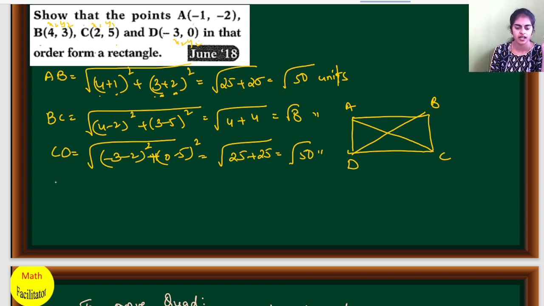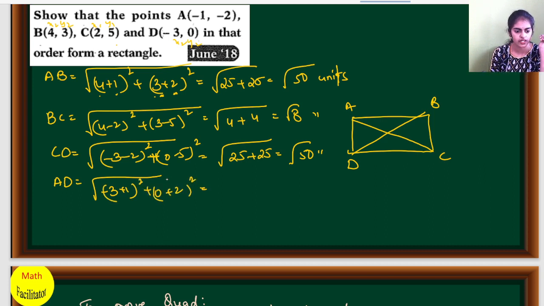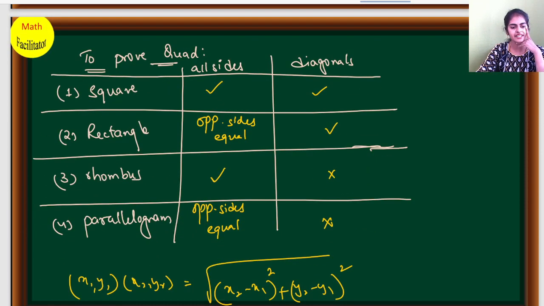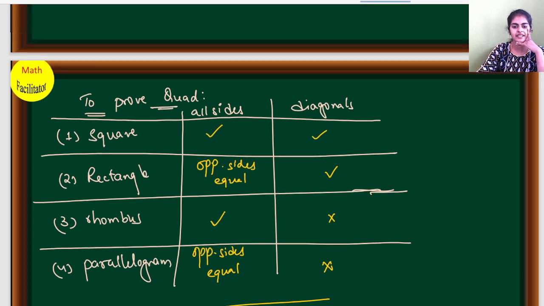దీస్ మెనీ యూనిట్స్. నా అగైన్ AD ఎంత కనుక్కోండి, AD ఈక్వల్ టు రూట్ A and D. సో లెట్ మీ రైట్ యాజ్ -3 plus 1 whole square plus 0 plus 2 whole square. సో ఎంత వస్తుంది ఫైనల్ ఆన్సర్, -3 plus 1 -2 whole square is 4 plus 2 square is 4. సో ఇది √8. ఏమొచ్చింది ఇప్పుడు, ఇది √50, ఇది కూడా √50, ఇది √8, ఇది కూడా √8 వచ్చింది. ఆపోజిట్ సైడ్స్ ఆర్ ఈక్వల్. ఇఫ్ ఆపోజిట్ సైడ్స్ ఆర్ ఈక్వల్ యూ హ్యావ్ 2 ఆప్షన్స్, ఐదర్ ఎ రెక్టాంగిల్ ఆర్ ఎ పారలోగ్రామ్. కానీ రెక్టాంగిలా పారలోగ్రామా తెలియాలంటే డయాగ్నల్స్ యూ హ్యావ్ టు ఫైండ్.